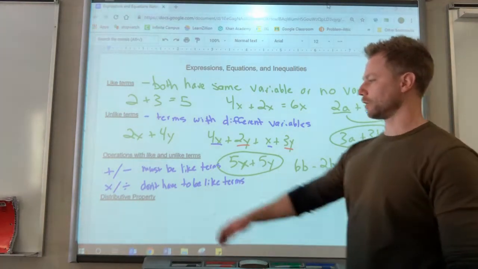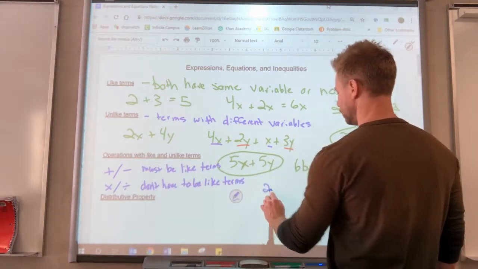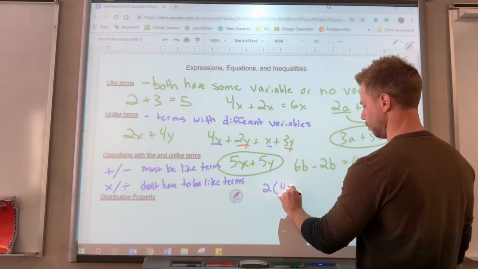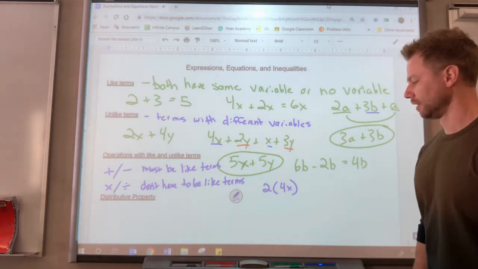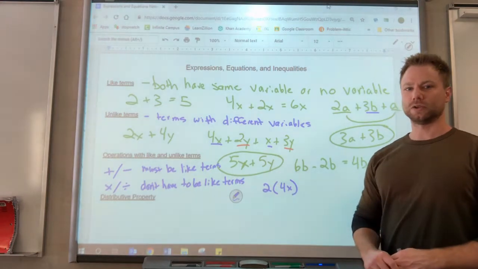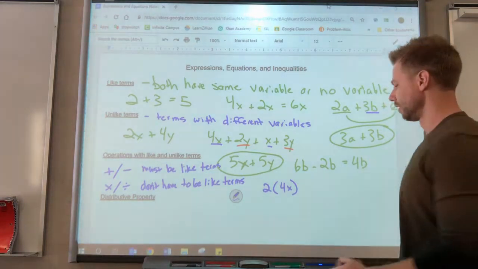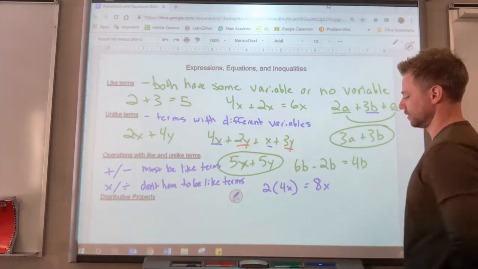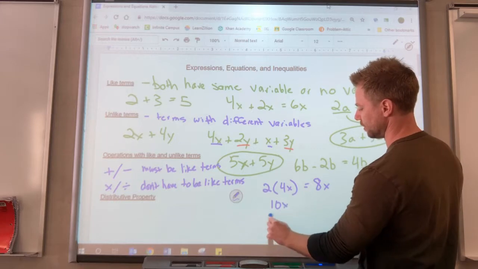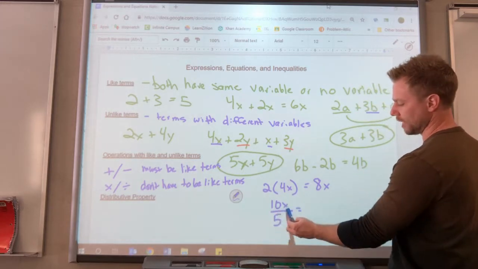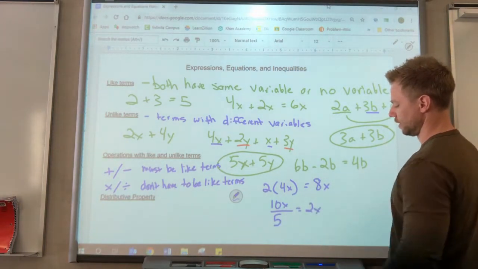Okay? When we're multiplying or dividing, though, they don't have to be like terms. So I could have 2 parenthesis 4x. So 2 times 4x. The 2 does not have an x, but the 4 does. They're unlike terms, but actually we can still multiply those. Because all that's saying is that we have more 4x's. We have 2 4x's, which would just give us 8x. Okay? Or we could do something like 10x divided by 5. Even though 10 has an x and 5 doesn't, we can still divide those. 10 divided by 5 is 2, and that becomes 2x.